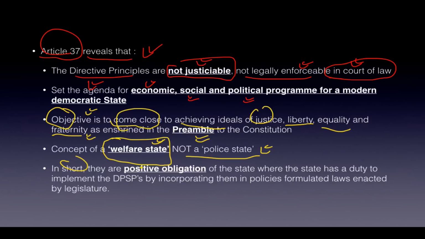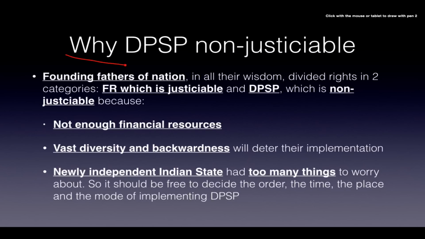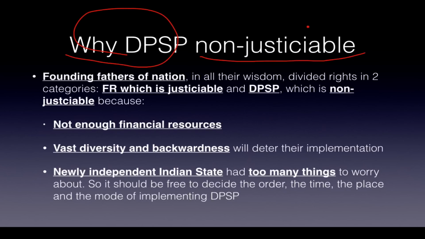And finally, in short, there are positive obligations which states have to take into account by formulating policies and laws which will help them in action. So why are DPSPs non-justiciable? This is a very critical question which our founding fathers obviously asked themselves, and then in all their wisdom they made two kinds of rights: fundamental rights, which are justiciable, and DPSP, which are non-justiciable.